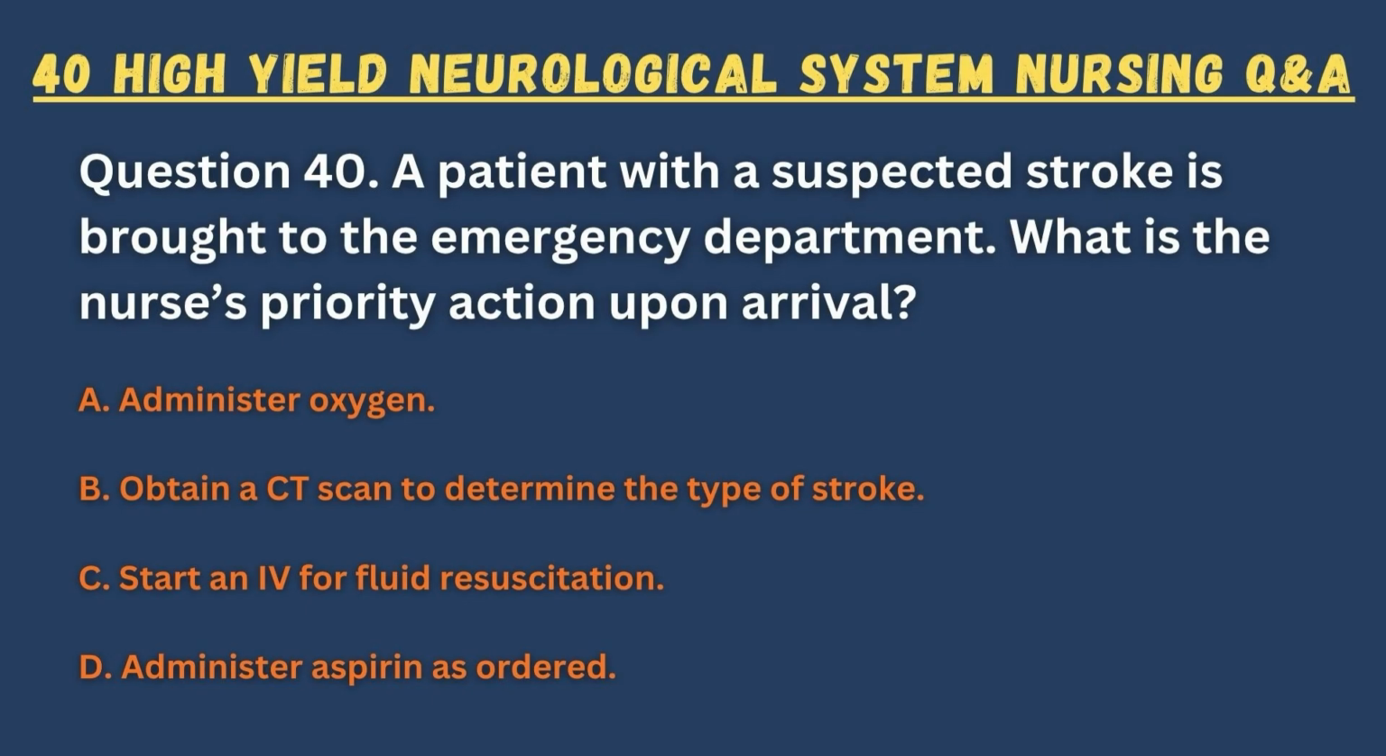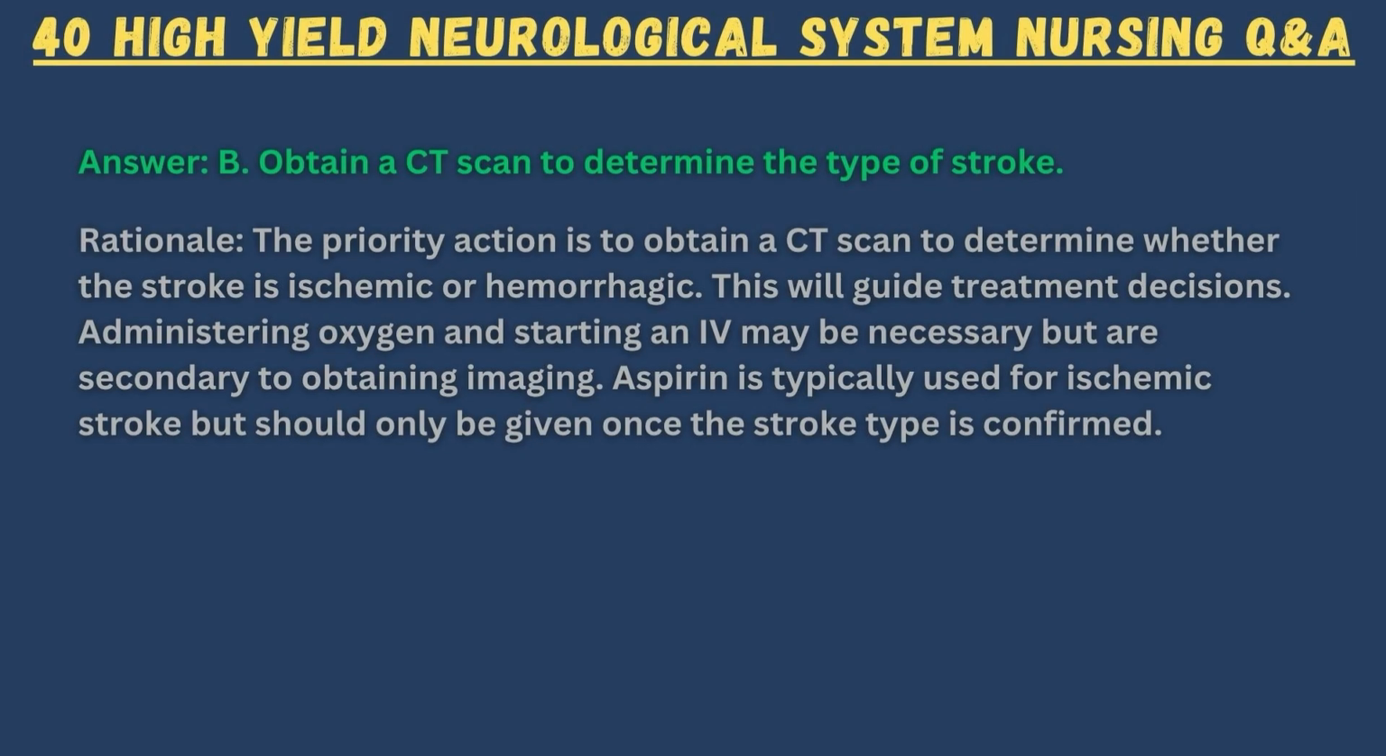Question 40. A patient with a suspected stroke is brought to the emergency department. What is the nurse's priority action upon arrival? A. Administer oxygen. B. Obtain a CT scan to determine the type of stroke. C. Start an IV for fluid resuscitation. D. Administer aspirin as ordered. Answer: B. Obtain a CT scan to determine the type of stroke.